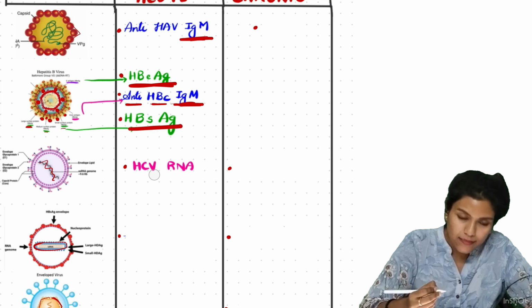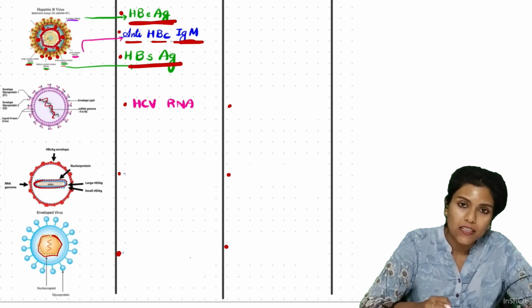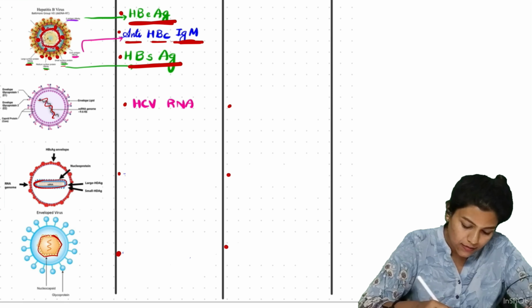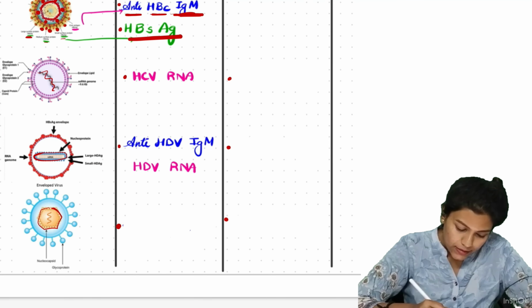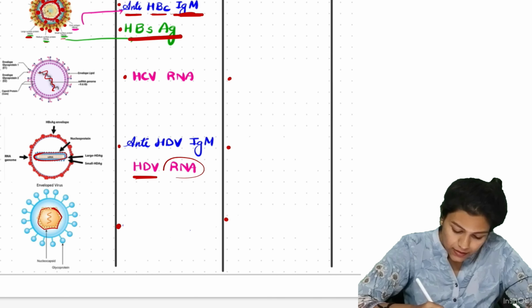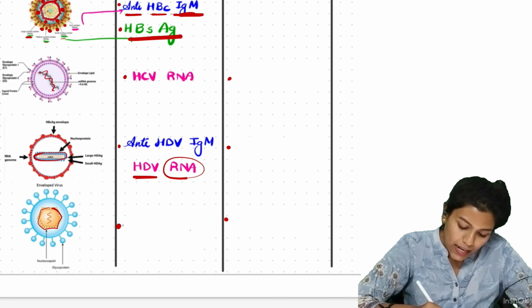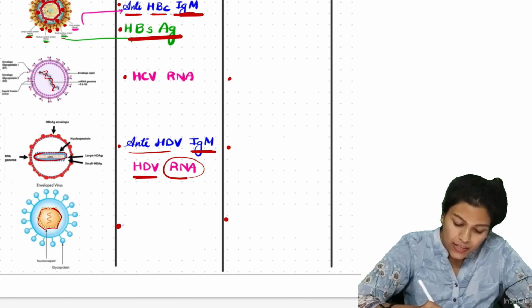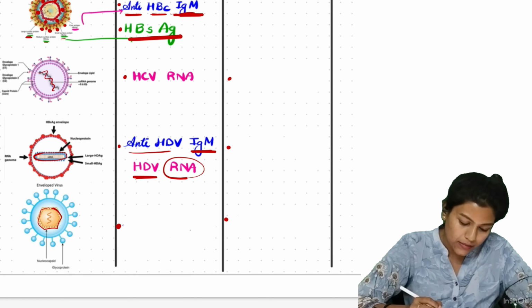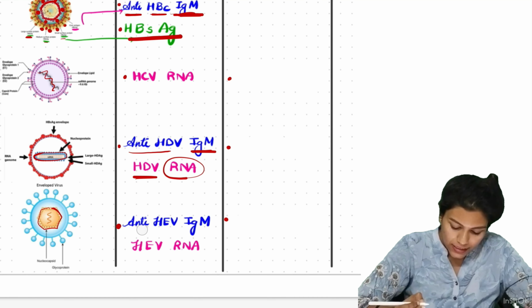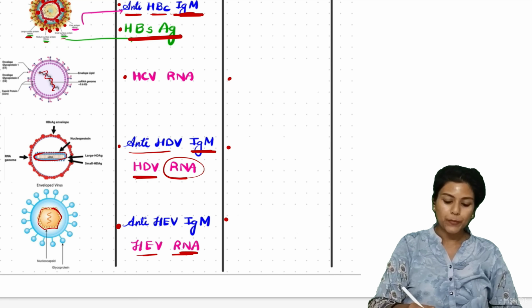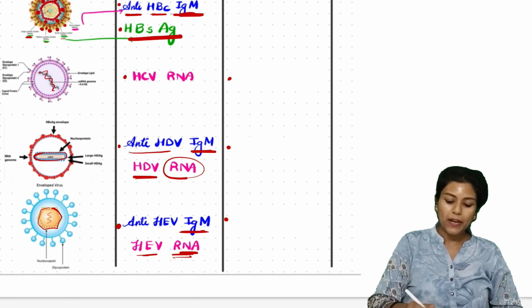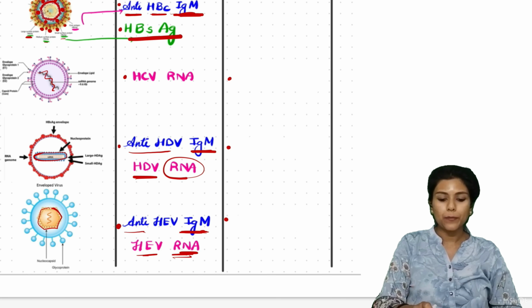Coming to hepatitis C, RNA itself appears in the blood in acute cases. And coming to D, in D also the virus RNA will appear, and the anti-HDV IgM antibody will appear in the blood. And for HEV, the HEV RNA appears, and the IgM antibody, anti-HEV antibodies, will appear.